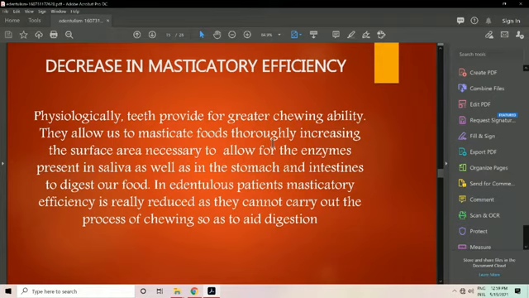What will happen if there is a problem in masticatory efficacy? If there is a problem in masticatory efficacy, there will be indigestion to the patient. Physiologically, teeth provide for a greater chewing ability. They allow us to masticate food thoroughly, increasing the surface area necessary to allow the enzymes present in the saliva as well as in the stomach and intestine to digest our food. In edentulous patients, masticatory efficacy is really reduced as they cannot carry out the process of chewing so as to aid digestion. For this reason, the patient has to go for dental treatment to replace the missing teeth.